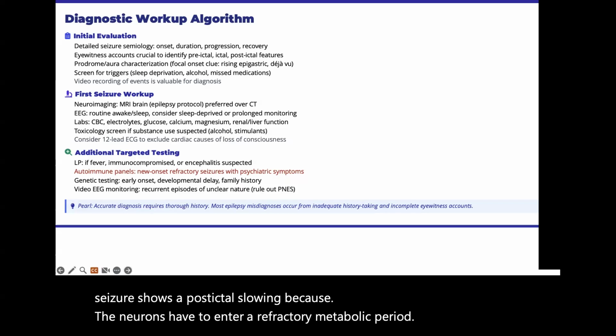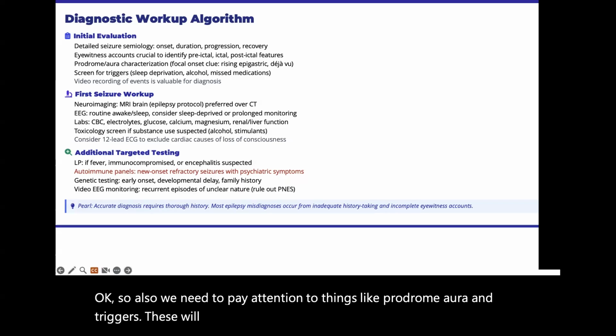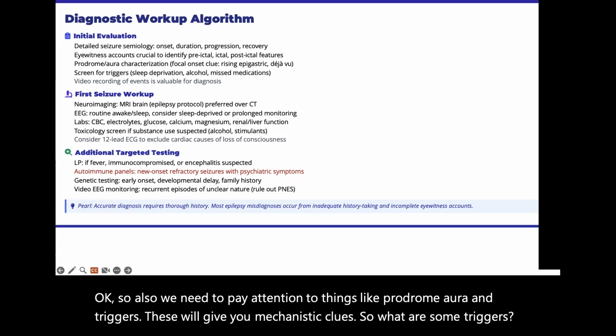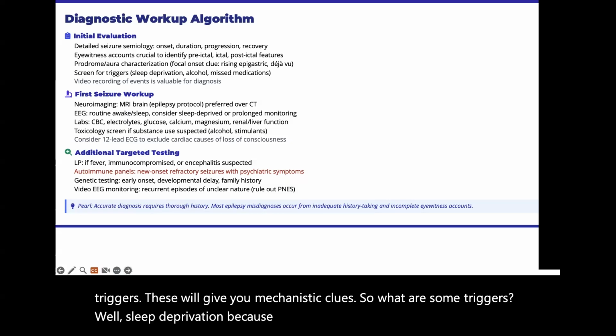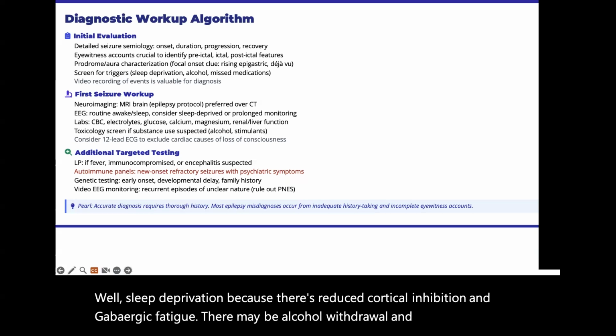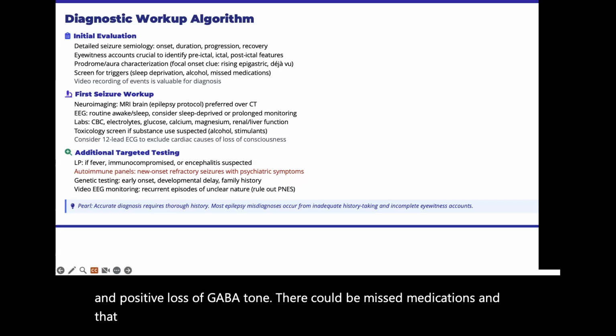Okay. So also we need to pay attention to things like prodrome, aura, and triggers. These will give you mechanistic clues. So what are some triggers? Well, sleep deprivation, because there's reduced cortical inhibition and GABAergic fatigue. There may be alcohol withdrawal, NMDA upregulation, and a sudden loss of GABA tone. There could be missed medications, and that would be something like a sudden loss of a sodium channel stabilizer.